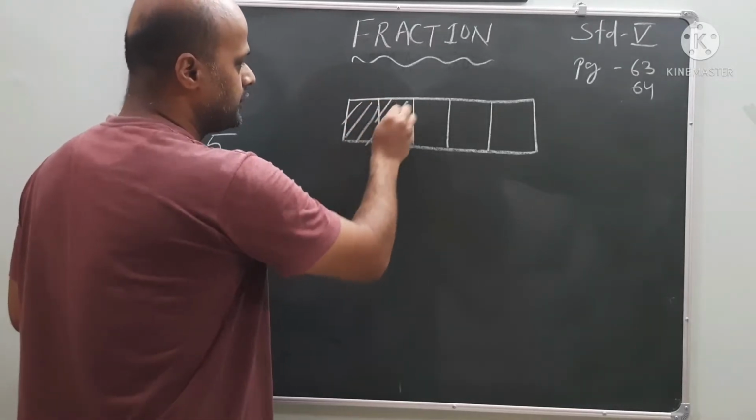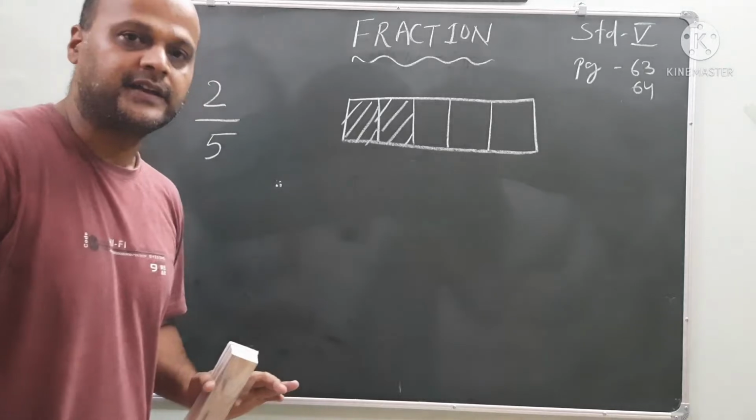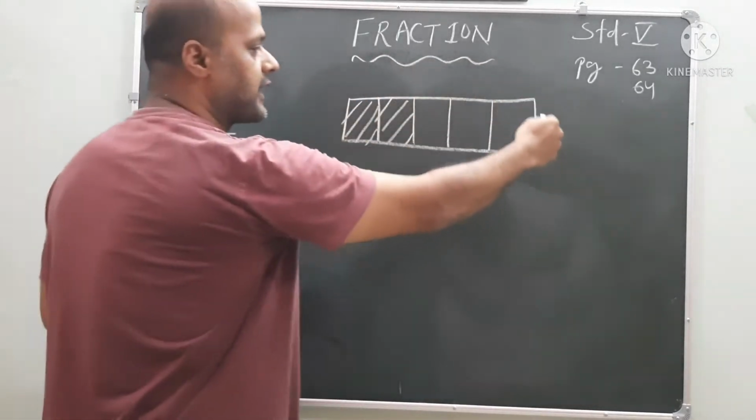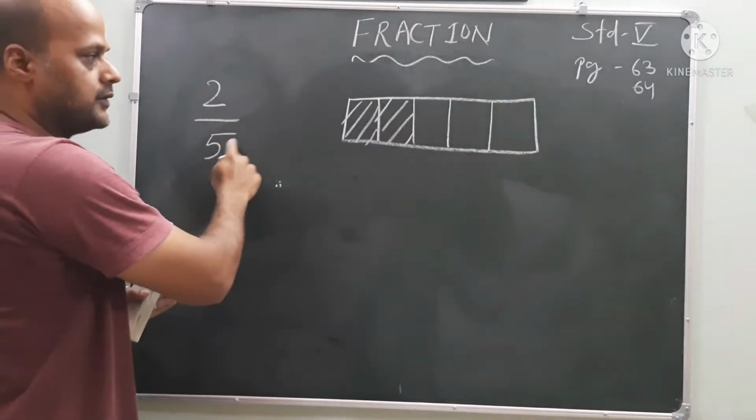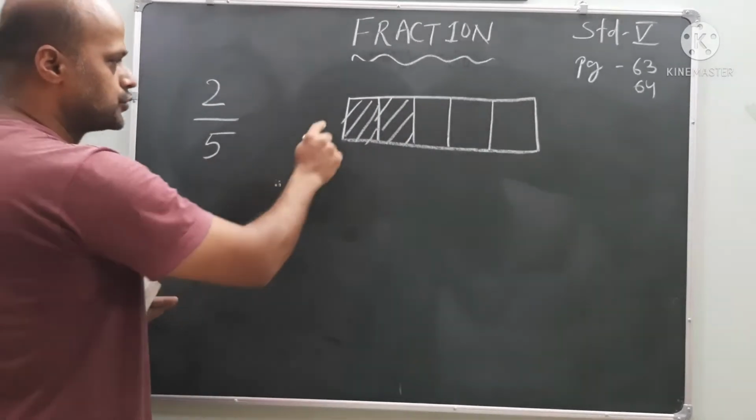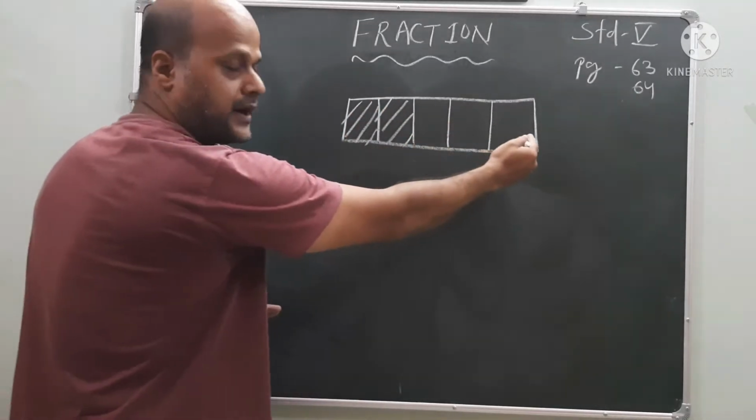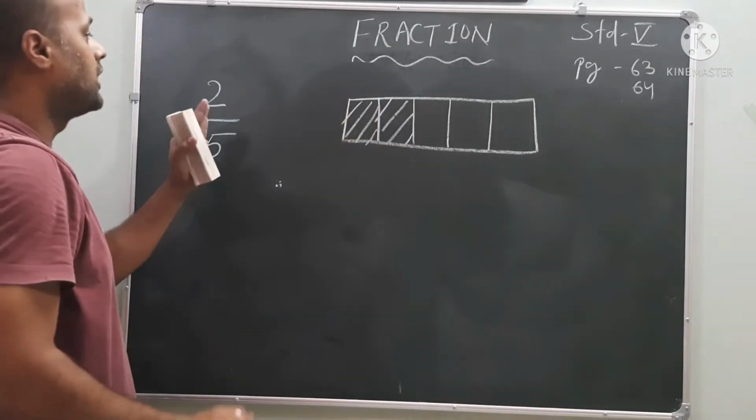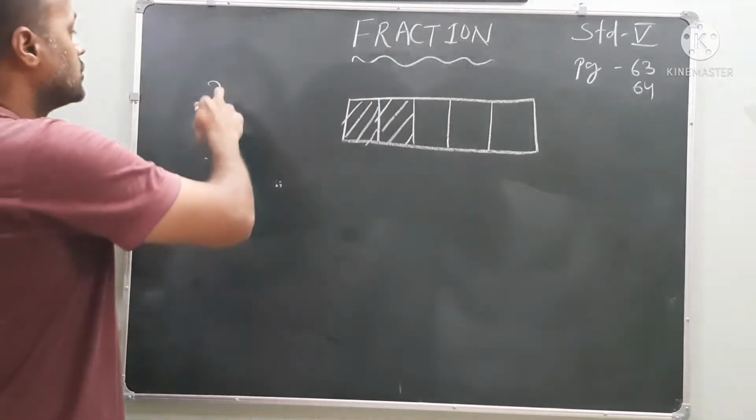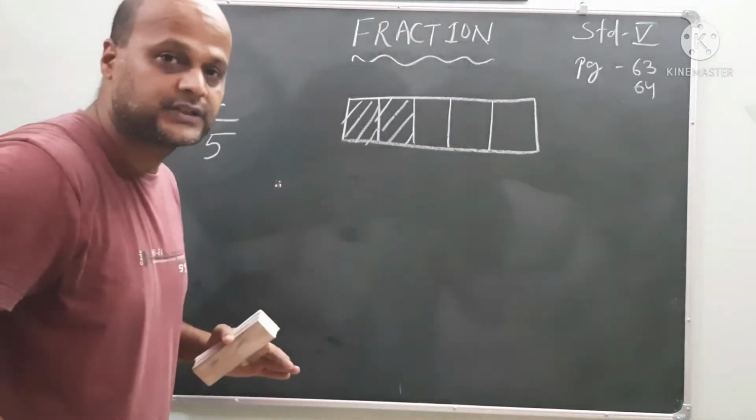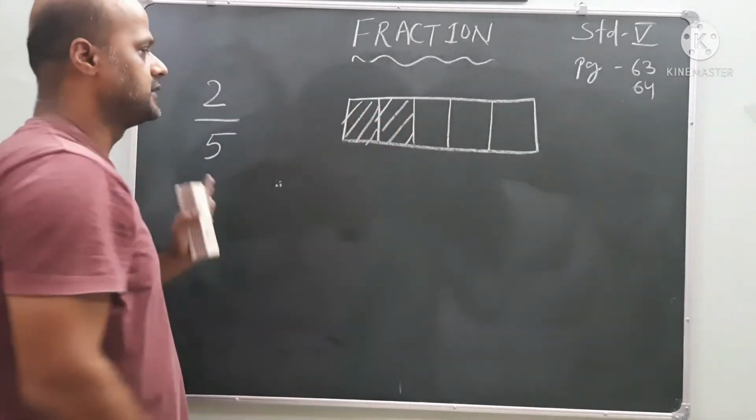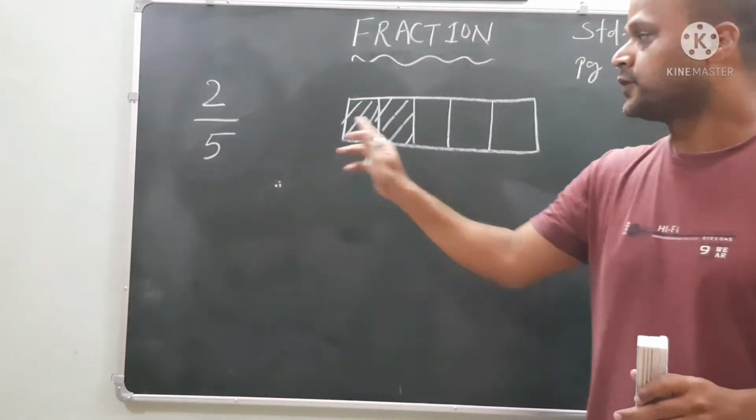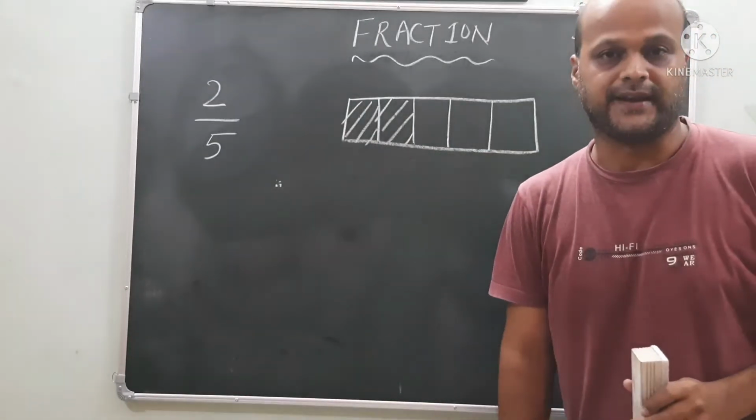1, 2. So this picture is now showing the fraction 2 by 5. The denominator is 5, so the total shape is divided into 5 parts: 1, 2, 3, 4, 5. Understood, my dear friends? Now it is saying the numerator is 2. So how many parts do I have to shade? 1 part and 2 parts. Now this is called the 2 by 5 fraction shown in the pictorial manner.